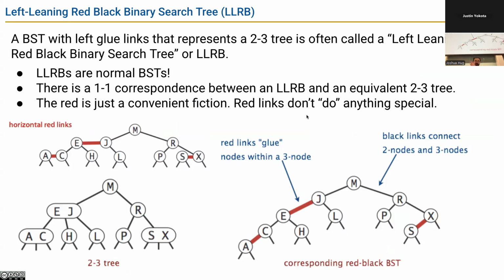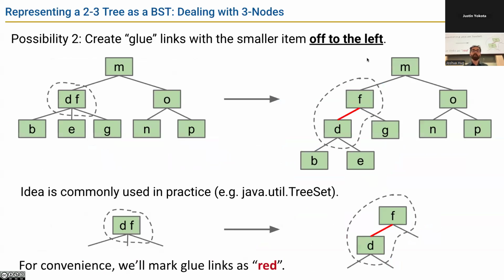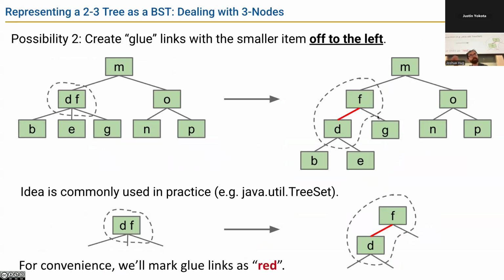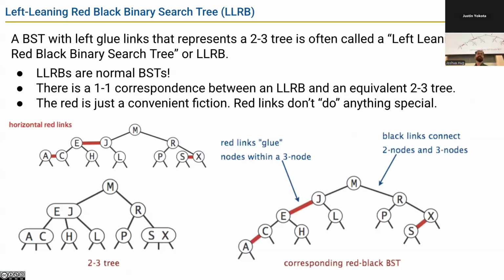So let me tell you a little bit about things. A binary search tree with left glue links or red links that represents a 2-3 tree is sometimes called a left-leaning red-black binary search tree. So I'm only going to allow these red links to be on the left. They'll never be allowed to be right red links because it simplifies the code. Java util TreeSet allows red on both sides, but it's easier if you only allow the left. So it's not as efficient.